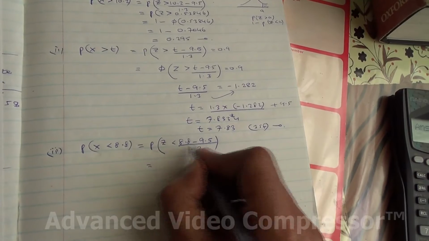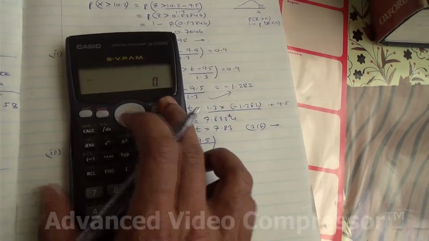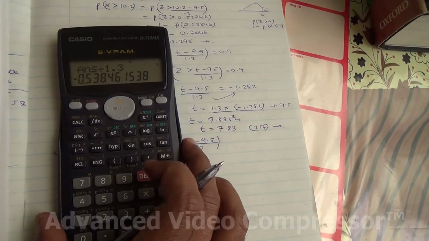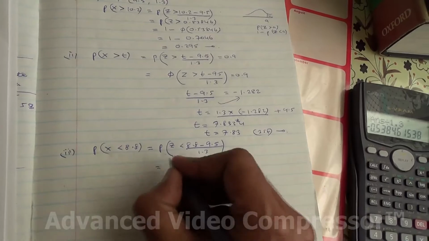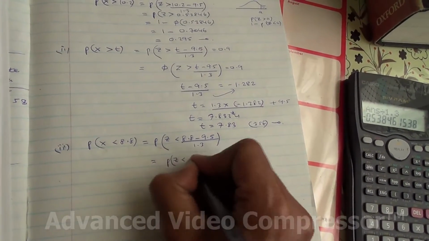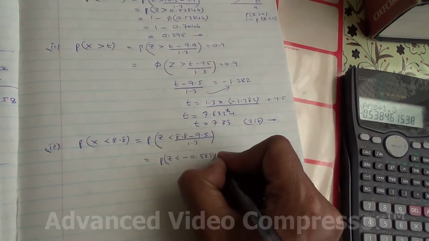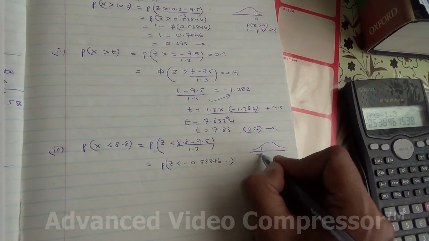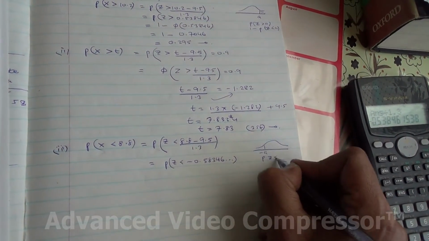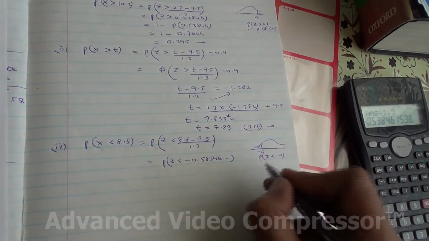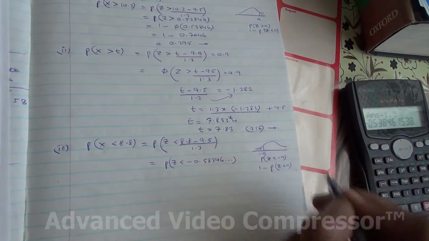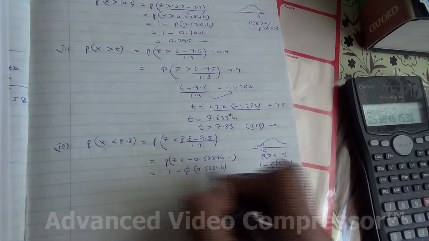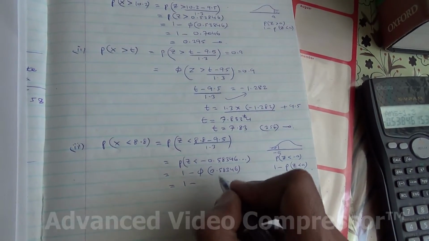Okay, so 8.8 minus 9.5 divided by the standard deviation 1.3 gives minus 0.53846. So I just look at the bell curve. P(Z < −a) is exactly the same as 1 minus P(Z < a). So we're looking at 1 minus Φ of 0.53846.